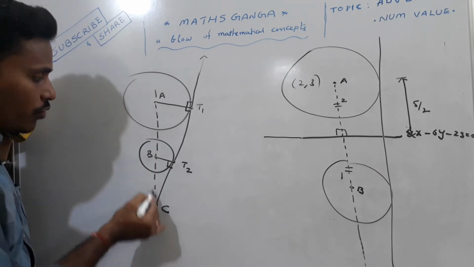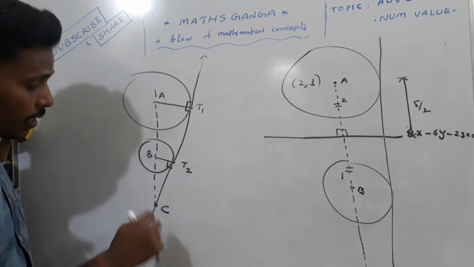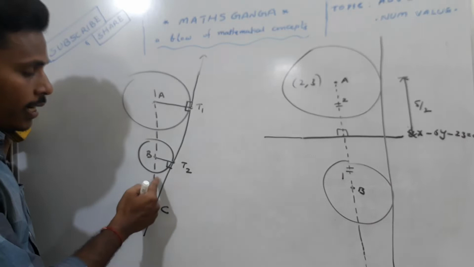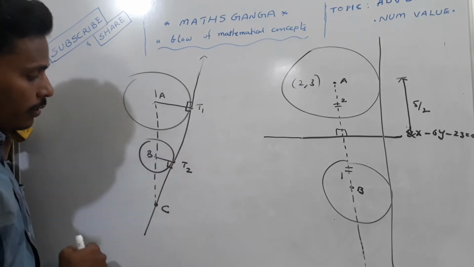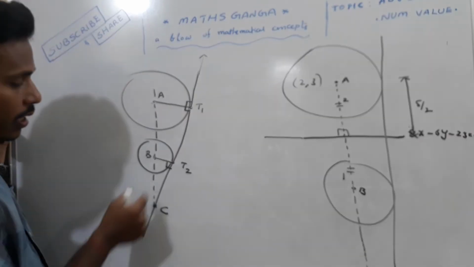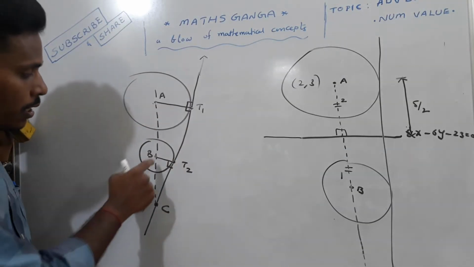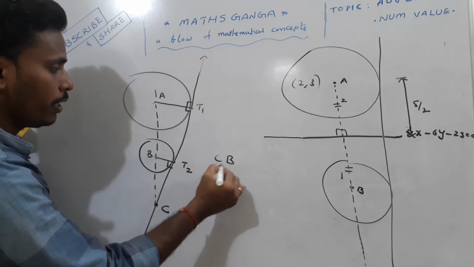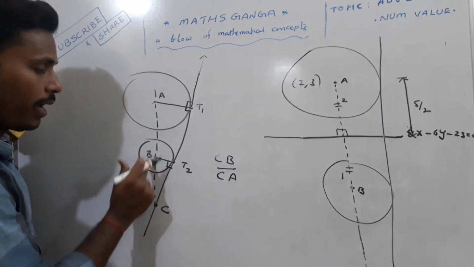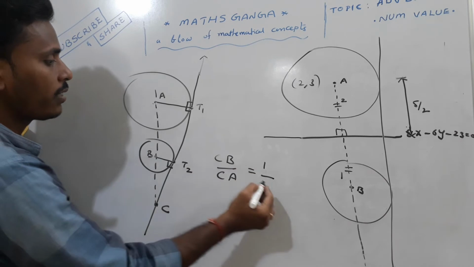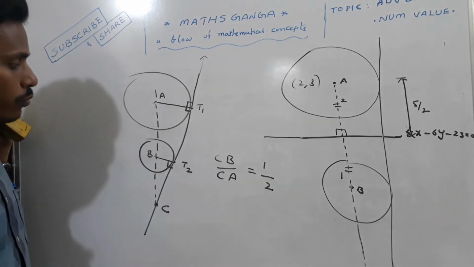If you observe, triangles CBT2 as well as CAT1 are similar. Since they are similar, the ratio between CB and CA is equal to the ratio of their radii. CB by CA is equal to, this radius is given as 1 and that radius is given as 2. So it is 1 is to 2.